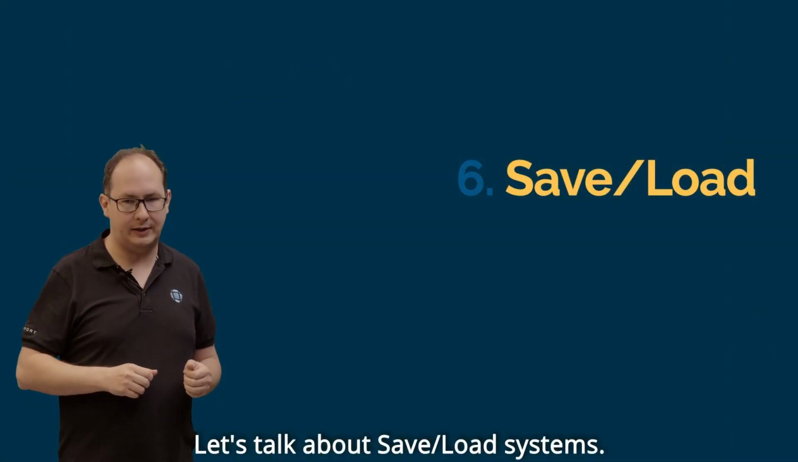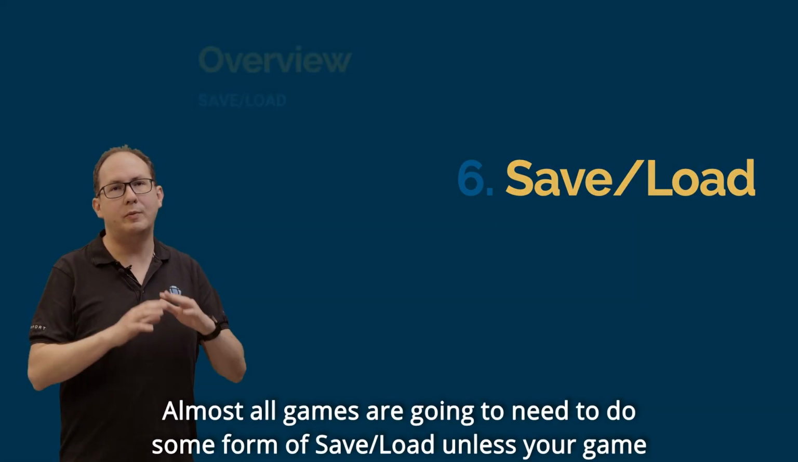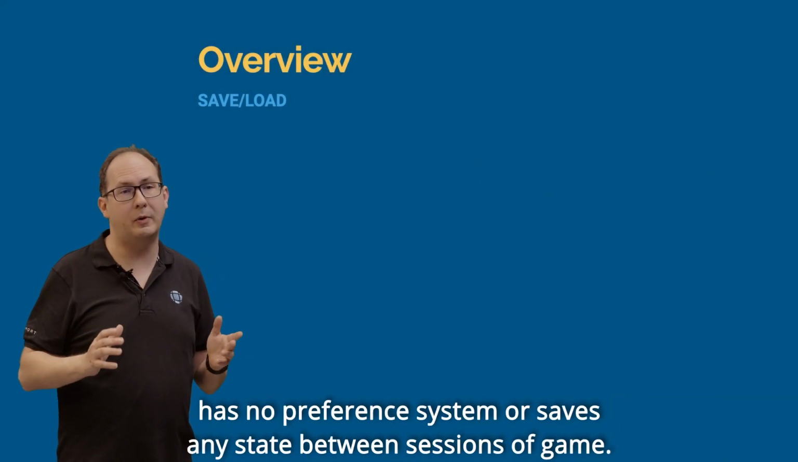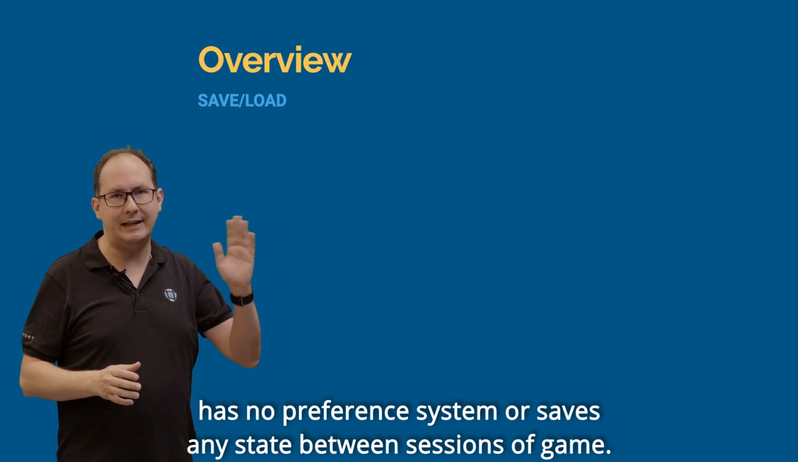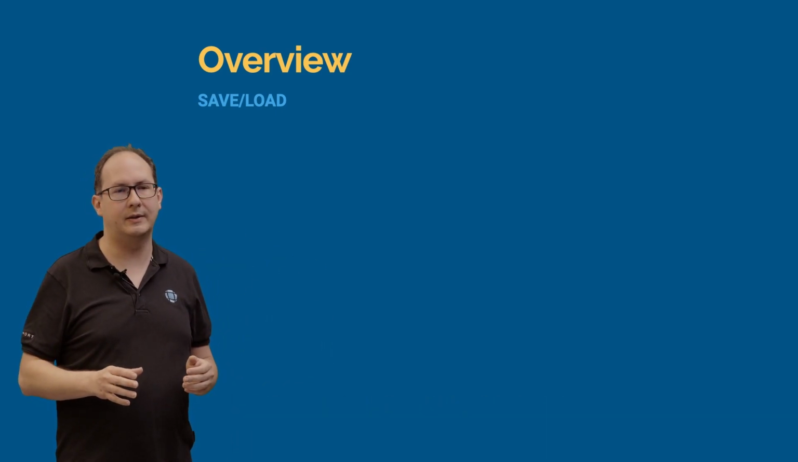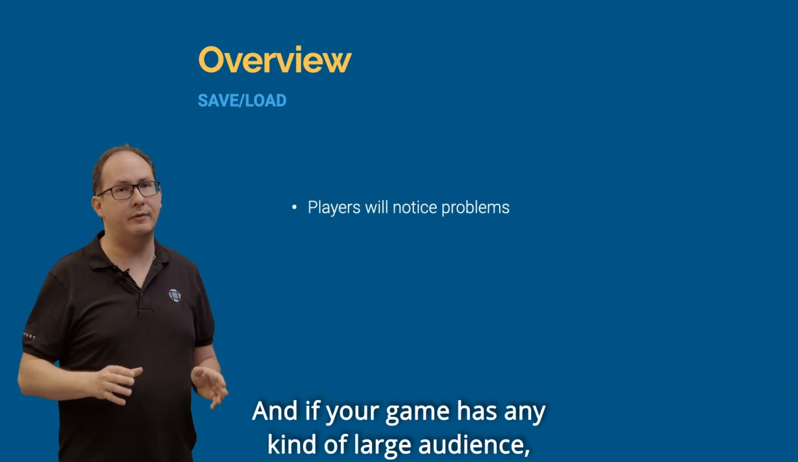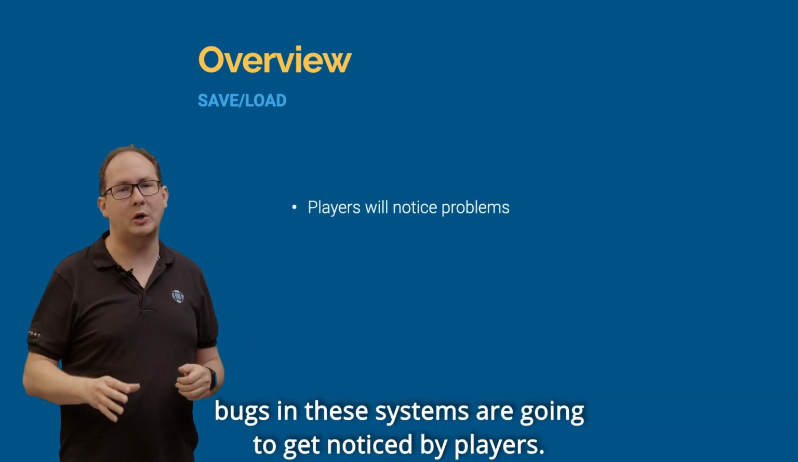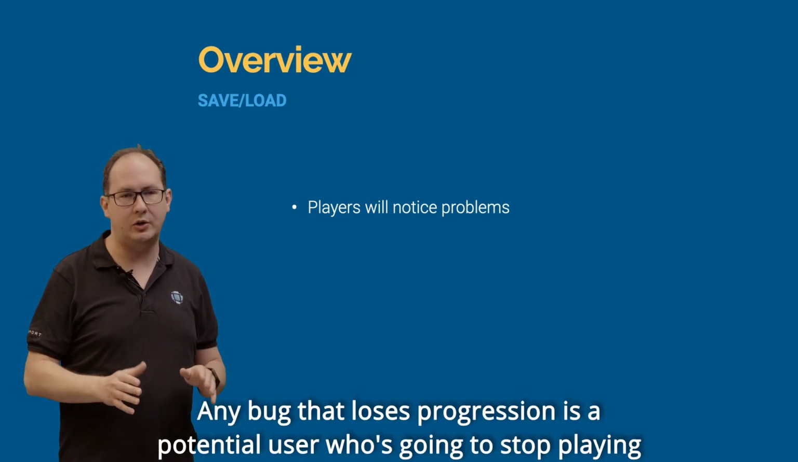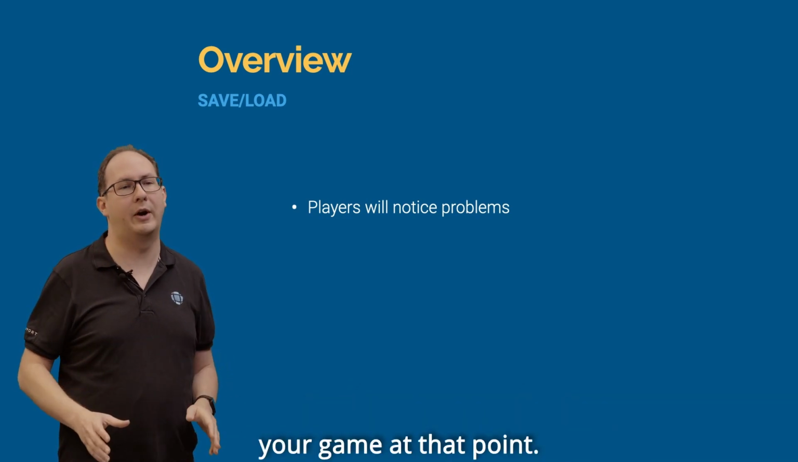Let's talk about save load systems. Almost all games are going to need to do some form of save load. Unless your game has no preference system or saves no state between sessions, you're going to need to have some sort of system for this. And if your game has any kind of large audience, bugs in these systems are going to get noticed by players. Any bug that loses progression is a potential user who's going to stop playing your game at that point.